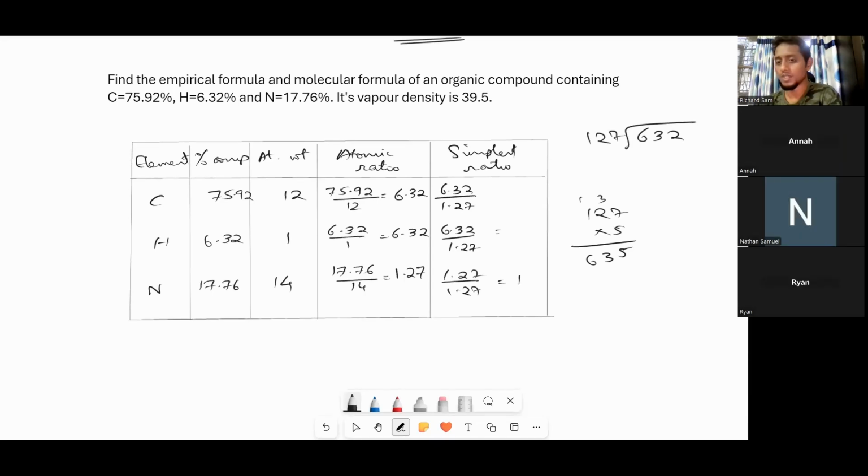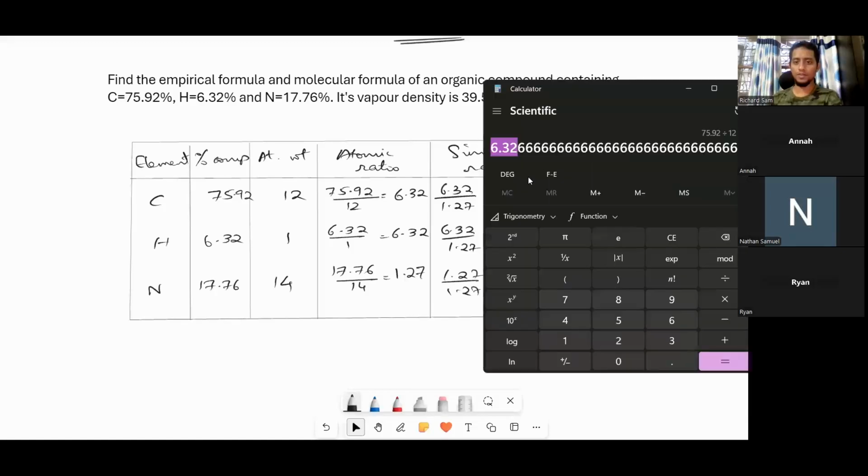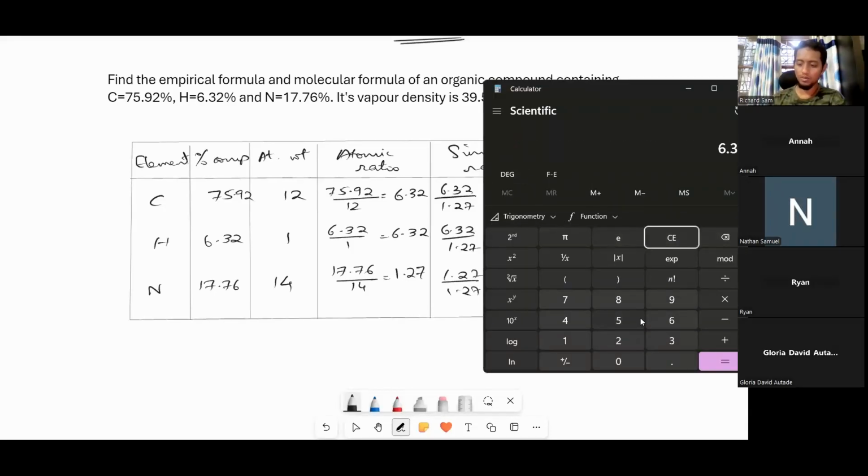So 4.9 something it will come because it's very close to this, no? Understand? So we can approximately take it as 5 because it's 4.9 something. Anyway, we're going to round it off. This also, look, let's use the calculator. 6.32 divided by 1.27. How much is that? 4.97.